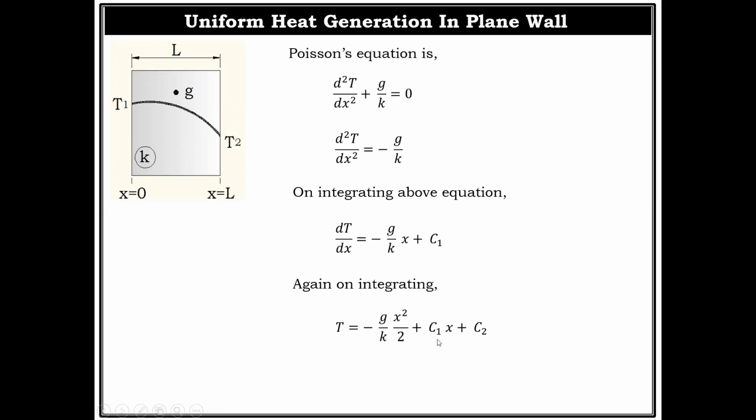But yet we don't know the values of c1 and c2. So this is the general equation. We have to find out the values of C1 and C2, then put them in this form. Then it becomes our final equation for surface temperature in the case of a plane wall. So this is our equation 1, where C1x plus C2. So we have to find out C1 and C2.